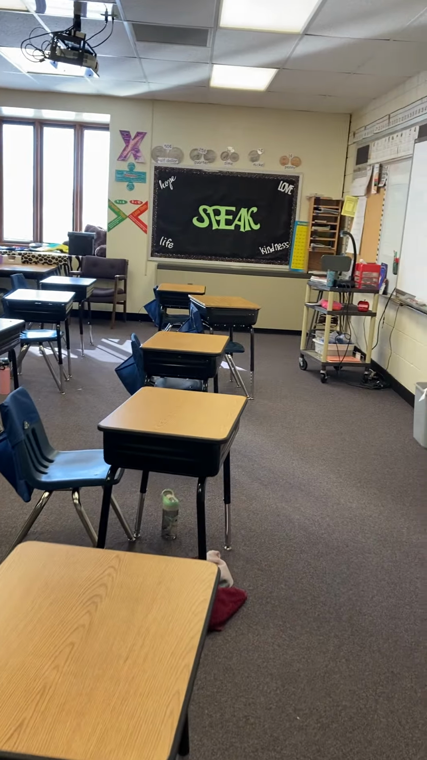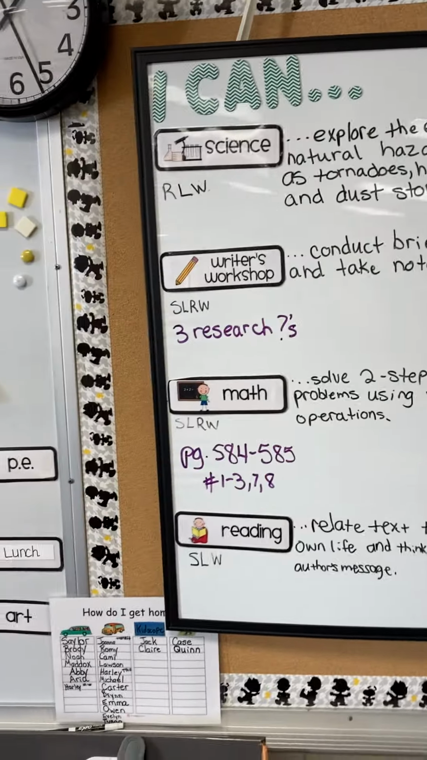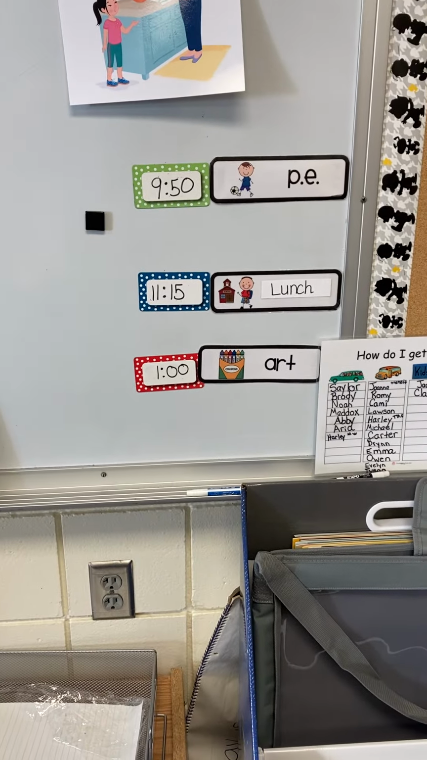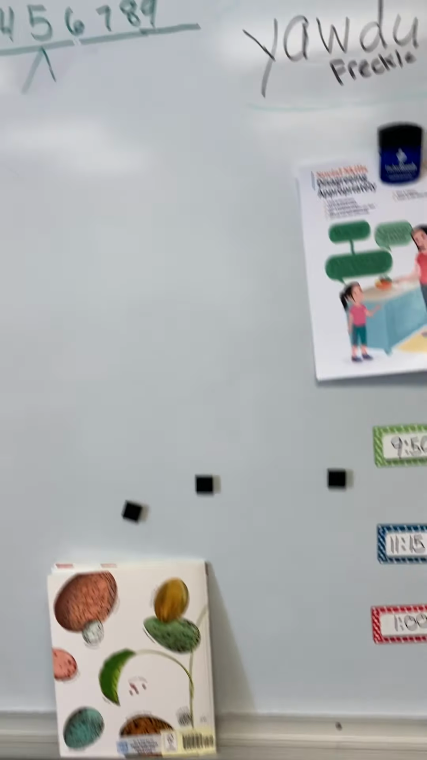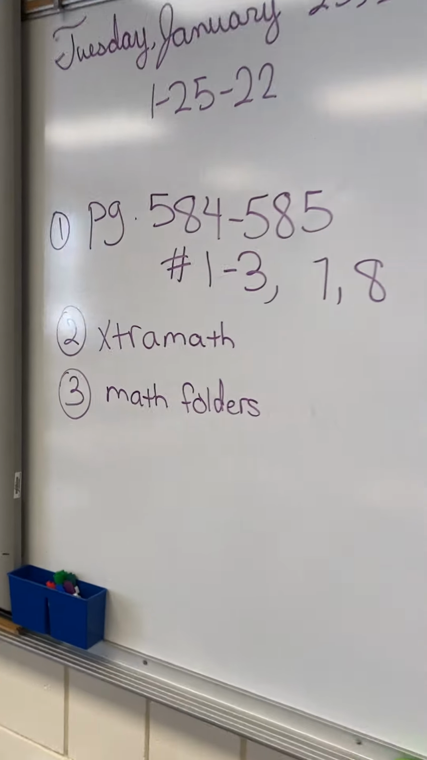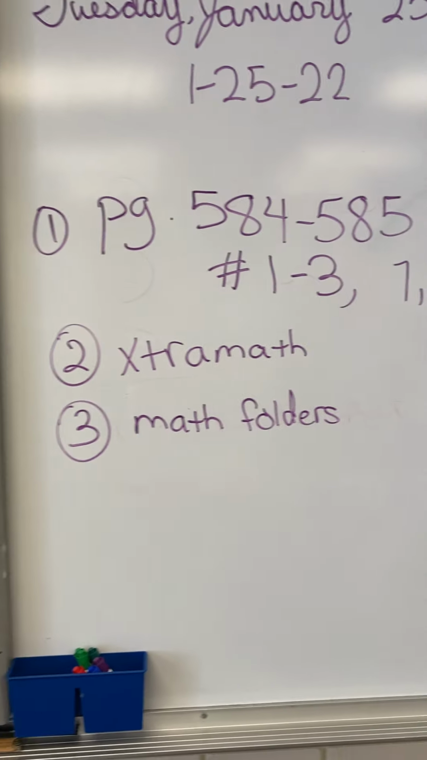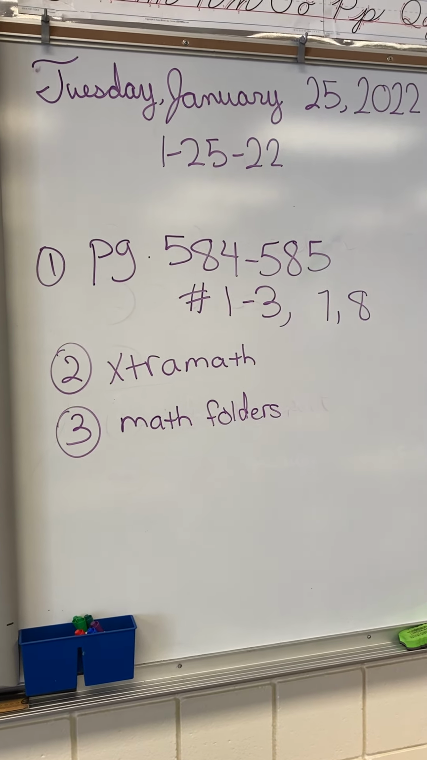And that's okay. This is normal. I have my calendar. I have my I can statements. I do an abbreviated schedule, just changing out our specials where they need to be switched out. I have a list on the board that I do for the kids when we have an assignment. This is for math in particular, and they know what to do in what order. If they forget, they can always come up here and check.